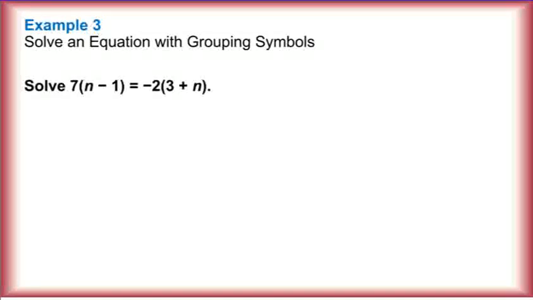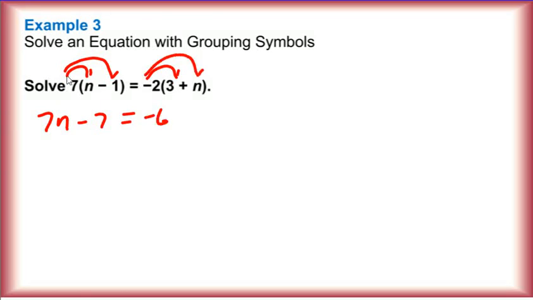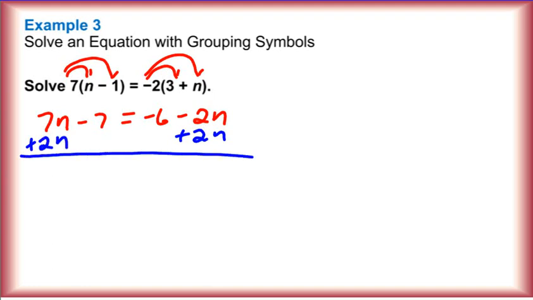First step I want to do is get rid of my parentheses. To do that, I'm going to distribute. So 7 times n is 7n. 7 times -1 is -7. I don't have any more parentheses on that side, so let's get rid of it on the right-hand side. -2 times 3 is -6. -2 times n is -2n. Now that I don't have my parentheses involved anymore, I can now get my n's to one side. I'm going to add 2n to both sides to get all my n's to the left. And I'm left with 9n minus 7 equaling -6.